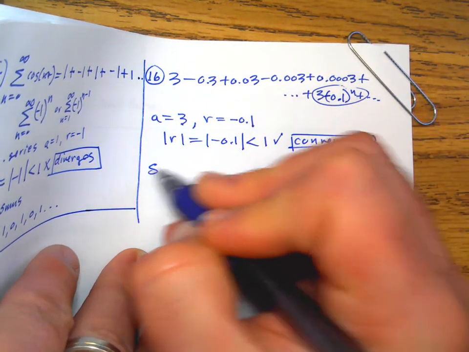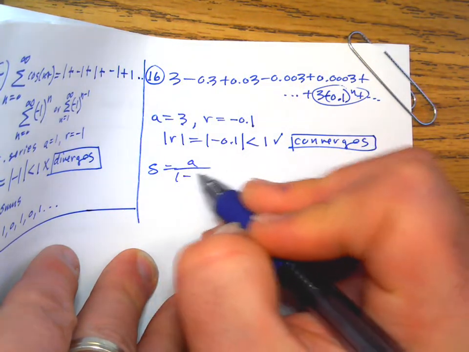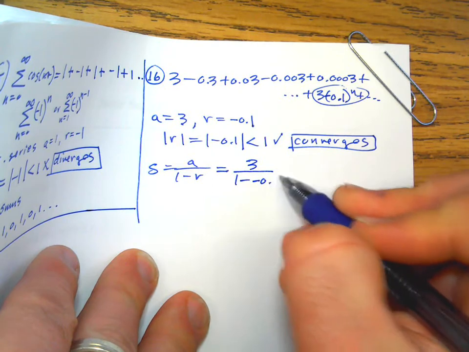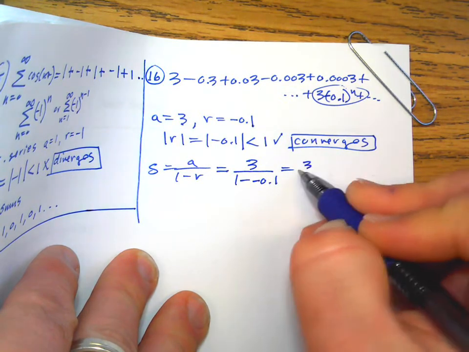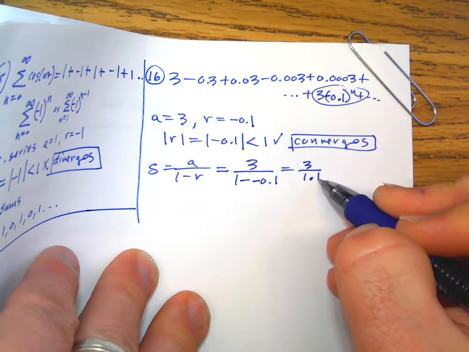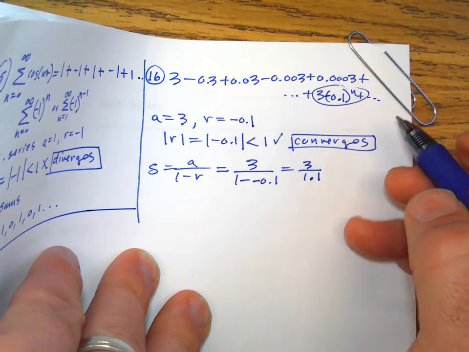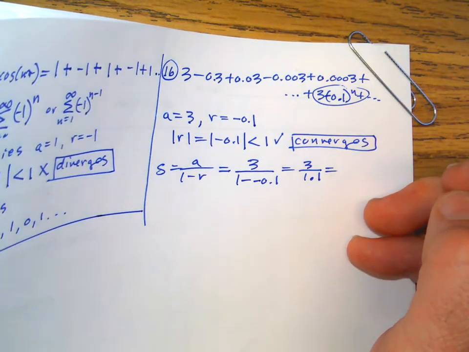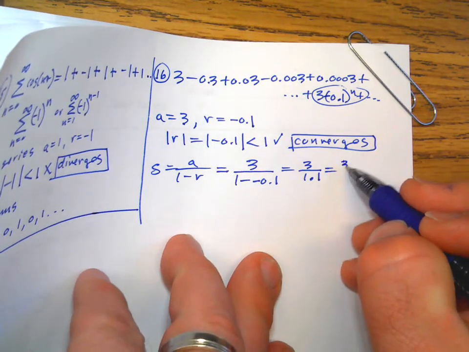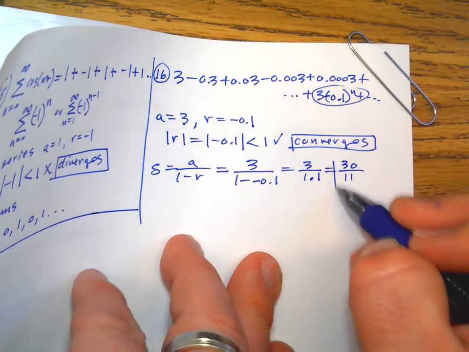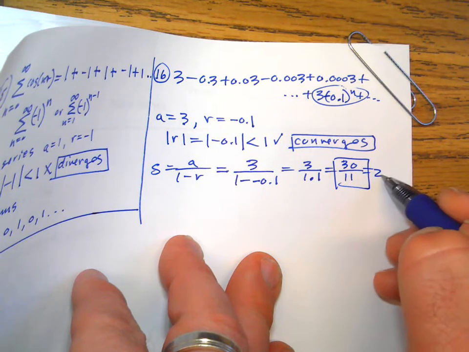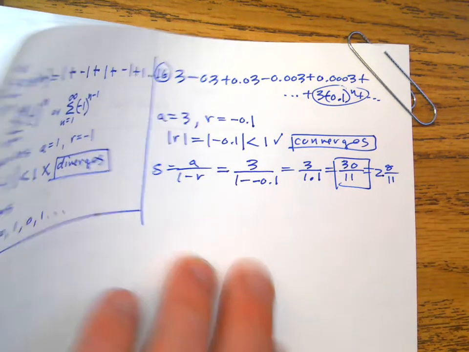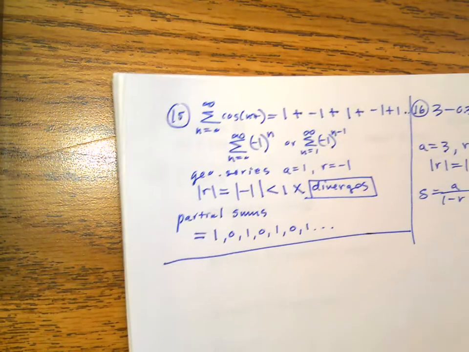And so the sum equals a over 1 minus r equals 3 over 1 minus negative 0.1, which is 3 over 1.1. You shouldn't have decimals in your fraction, so we can multiply top and bottom by 10. And there's the answer, 30 over 11, or 2 and 8/11ths, whatever you want. So there it is.